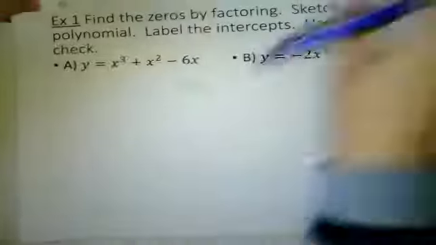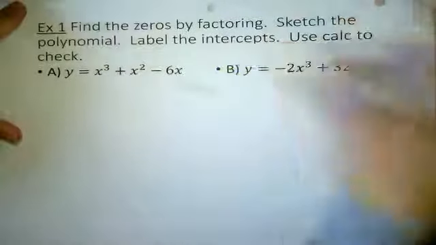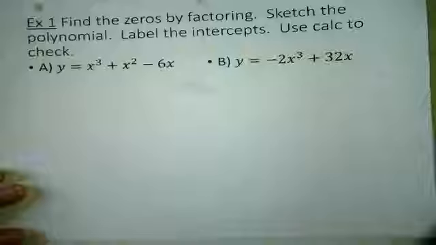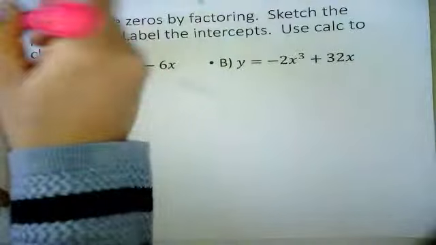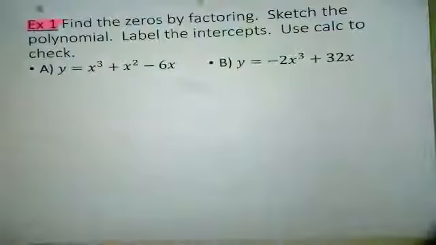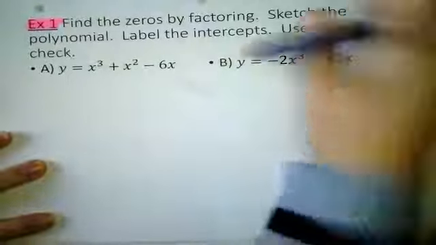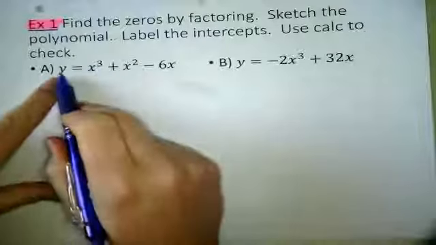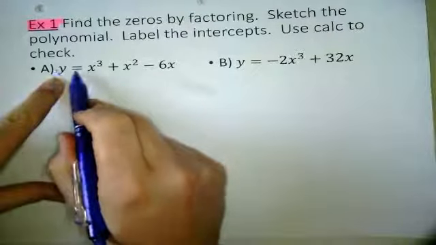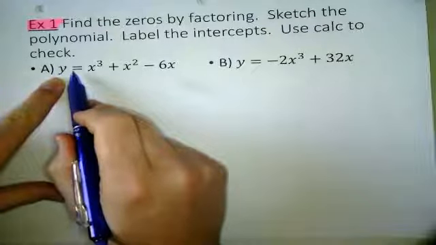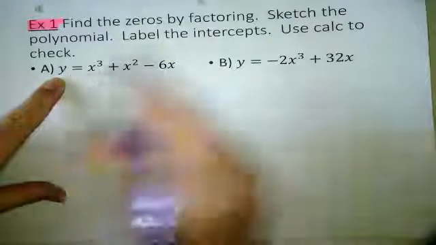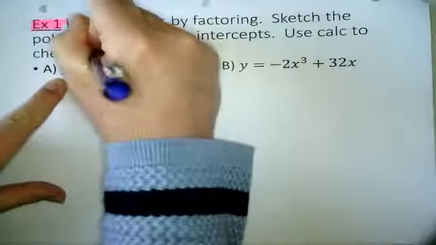All right, so we're going to do the same thing, but now we're just adding on one more step. So example 1 here is find the zeros by factoring, sketch the polynomial, label the intercepts, and then use the calculator to check. All right, so you'll notice we have y equals. That's y equals so that we can put it into our calculators. If you don't have your calculator, you can use Desmos as well. So I'll write that down.